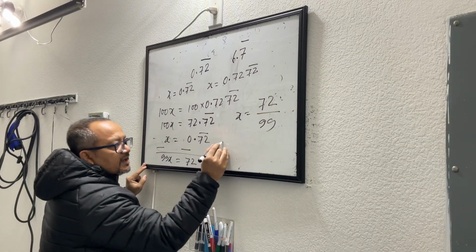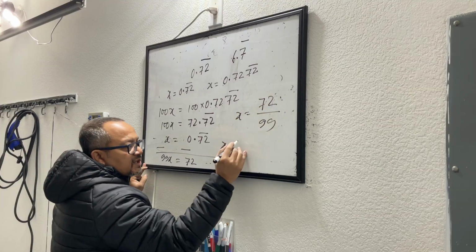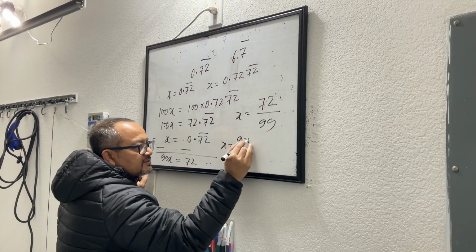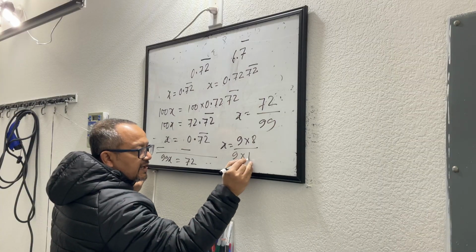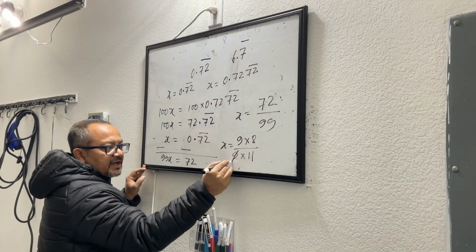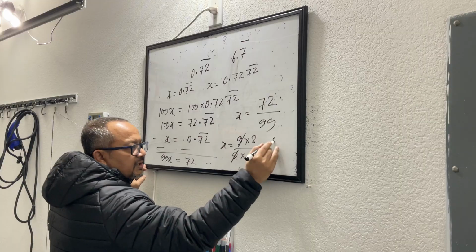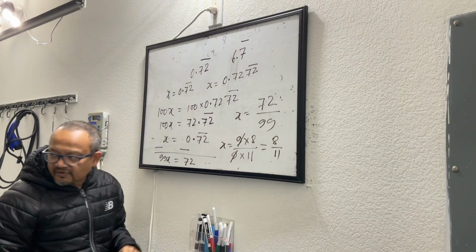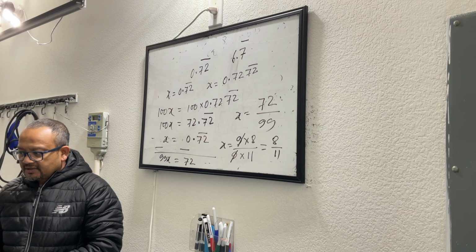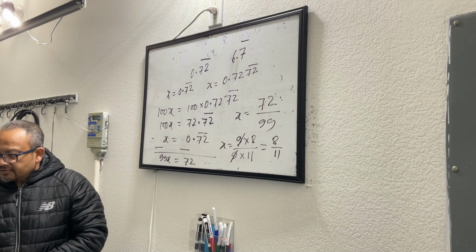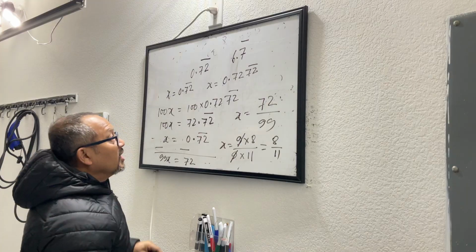And 72 is nothing but 9 times 8, and 99 is 9 times 11. So 9 and 9 cancel out. 8 over 11 is what the first answer would be. Yes? Now, second one.